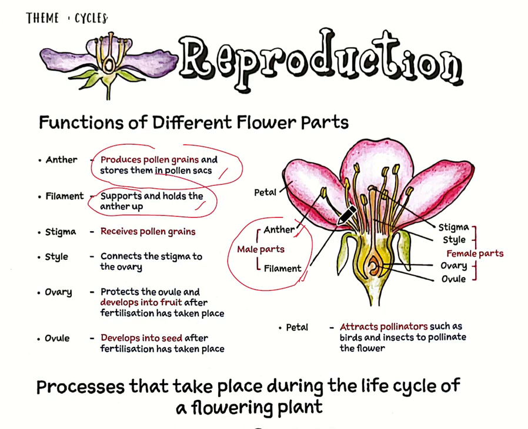Okay. Then for the female parts, we have 4, namely the stigma that receives the pollen grain, the style that connects the stigma to the ovary, followed by the ovary and the ovule. Something you need to take note of is that MCQs like to test you: after fertilization has taken place, the ovary will develop into fruit, whereas the ovule will develop into seeds. Something you have to know.